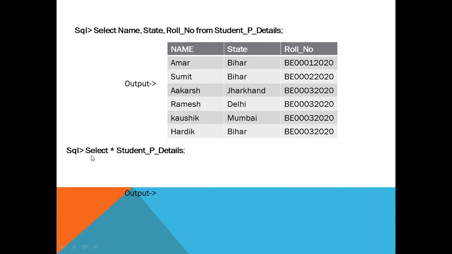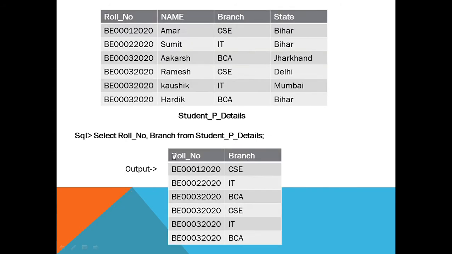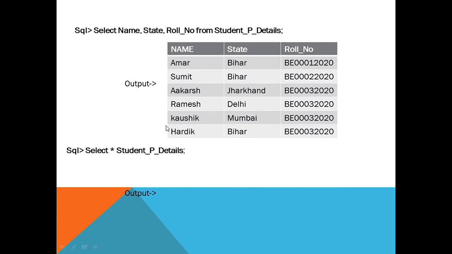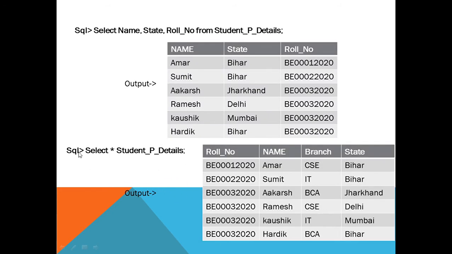Suppose I write the query select asterisk from P detail, then it will fetch all the details in the student P detail table. Here is the student P detail. It will display the whole table data. As you can see, for select asterisk from P detail, the output is the whole roll number, name, branch, state.